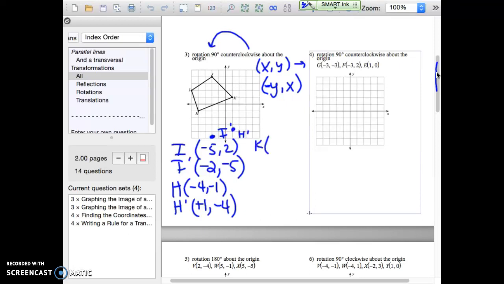K. K is currently at 1, 1. So K is going to go to negative 1, 1. And which one did I do? J. J is at 2, 4. It's going to go to negative 4, 2. And you'll notice that here's my new shape.